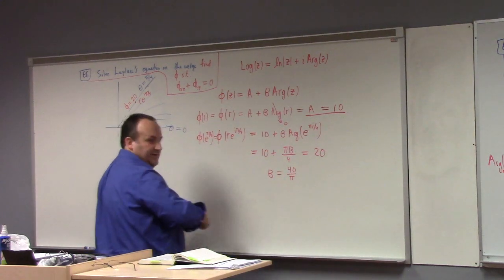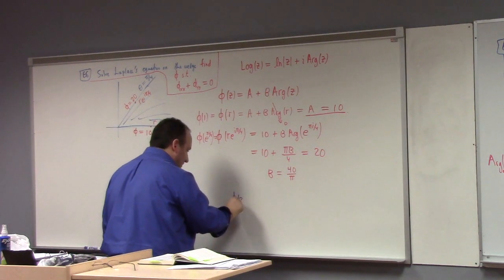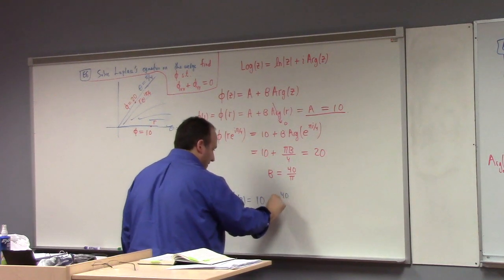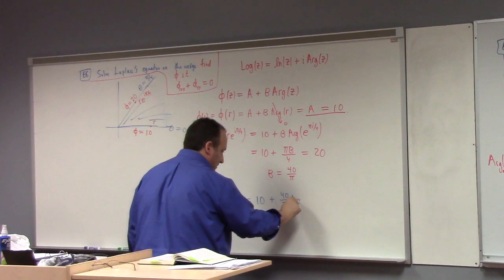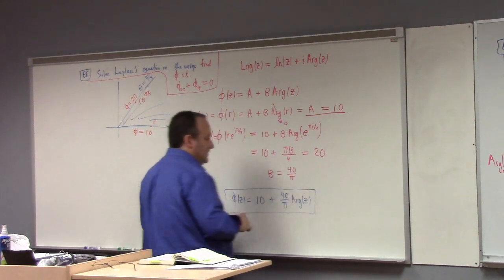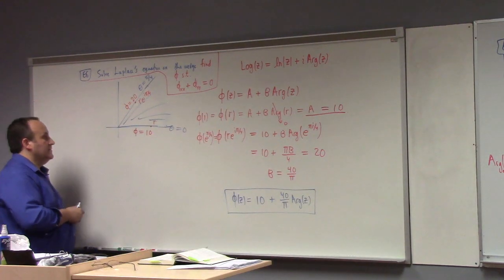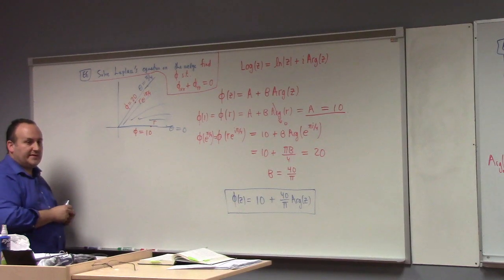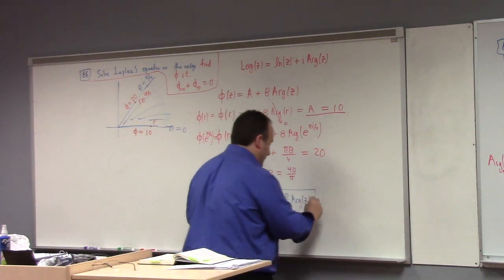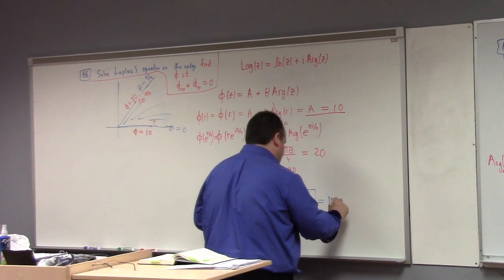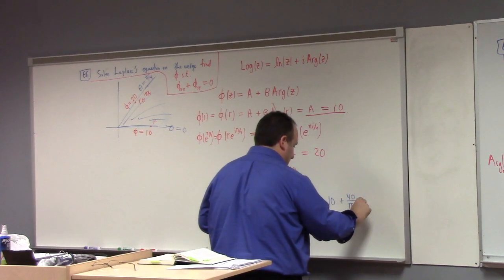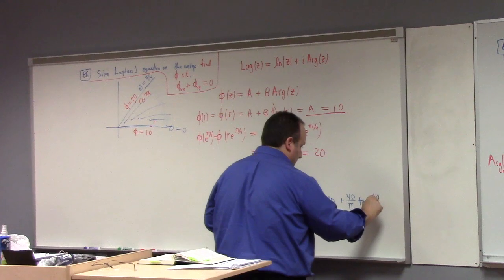Okay, great. Then put it all together. We have phi of z is equal to 10 plus 40 over pi times the argument of z. And that is a solution to Laplace's equation on that wedge. Simple as that. And of course, I could do better here, although it pains me to say do better. But if you wanted me to, I could tell you that that's the inverse tangent of y over x.